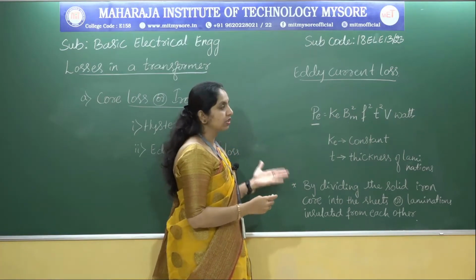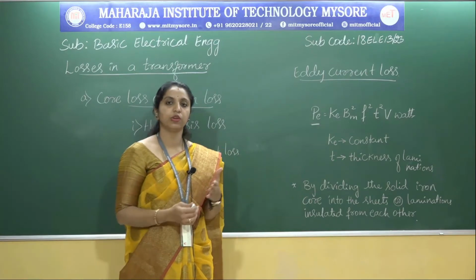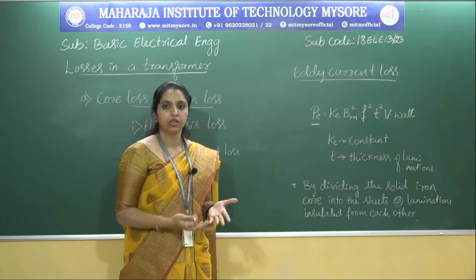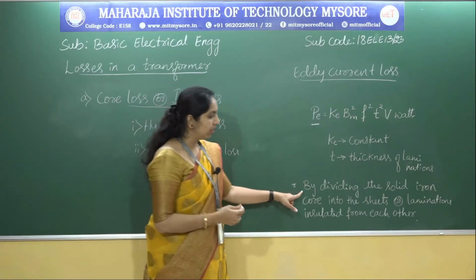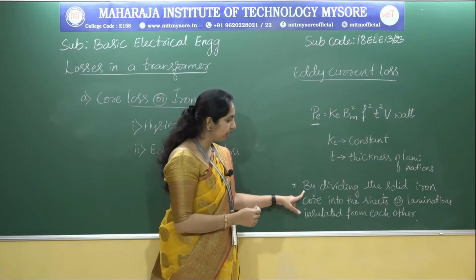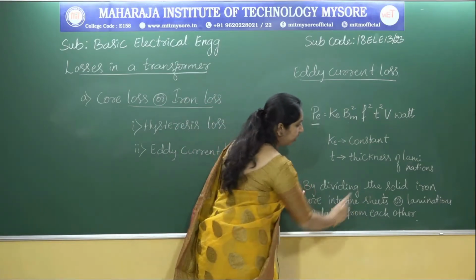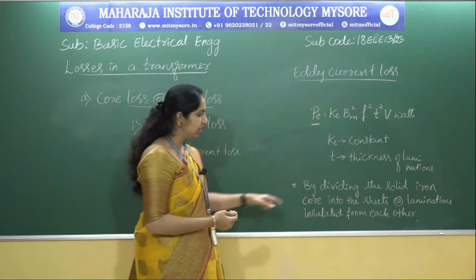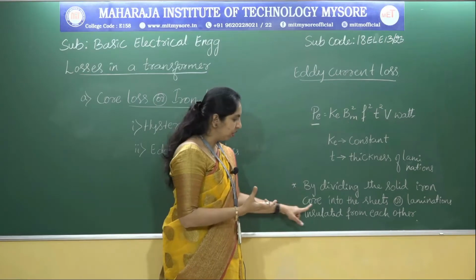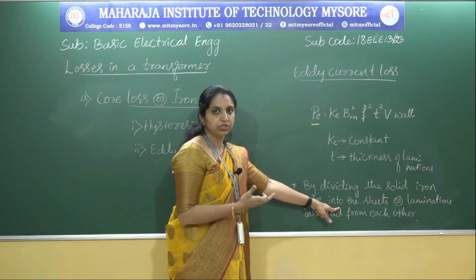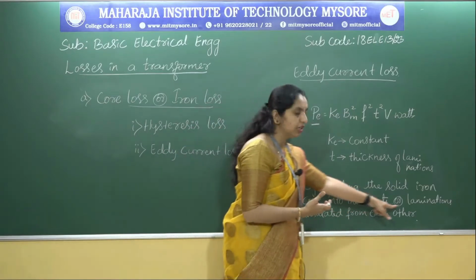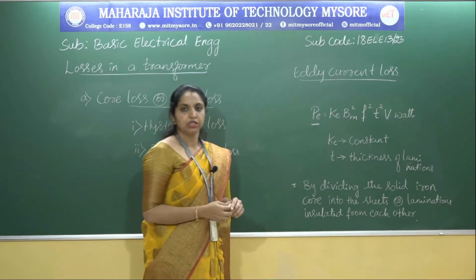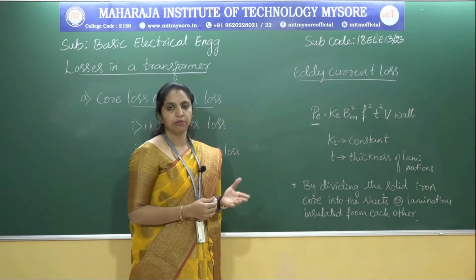Since we have discussed how we can minimize the hysteresis loss, we can also minimize the eddy current loss. How can we minimize the eddy current loss? That is by dividing the solid iron core into sheets. Remember, eddy current loss can be minimized by dividing the solid iron core into sheets. What do we call these sheets? We also call them laminations, insulated from each other. In this way eddy current loss can be minimized.